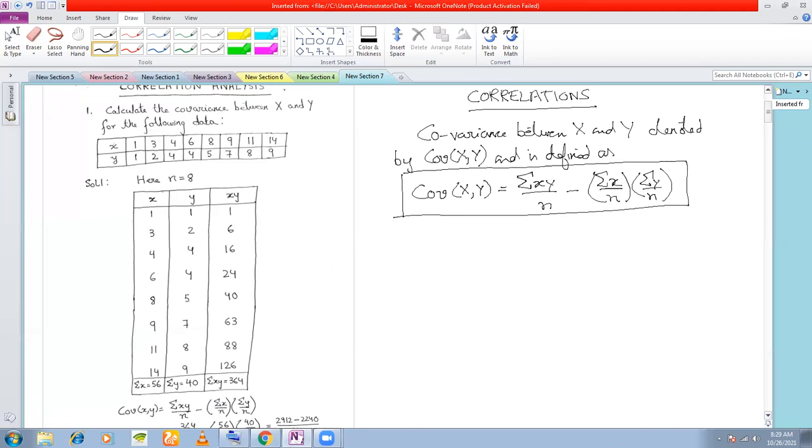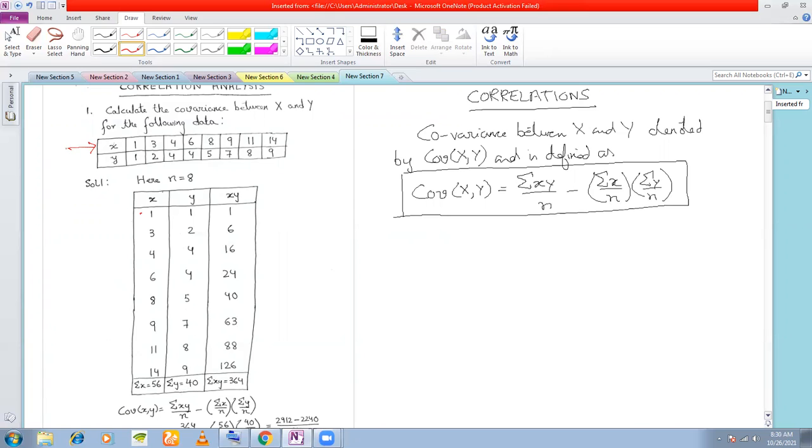So you see, I have given you a problem here in which I have said calculate the covariance between x and y for the following data. These are all the values for x, and these are all the values for y. Now remember one thing: whenever you are doing any statistical analysis, it is always preferable to arrange the values in ascending order or descending order. Mostly we do it in ascending order. For example, x is already arranged in ascending order, so you don't have to do anything.